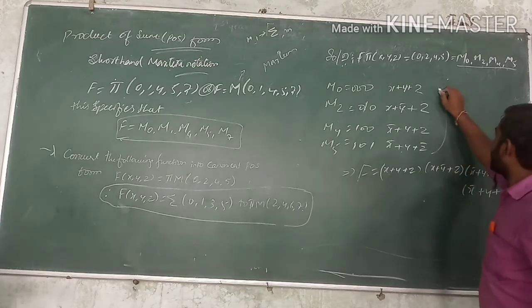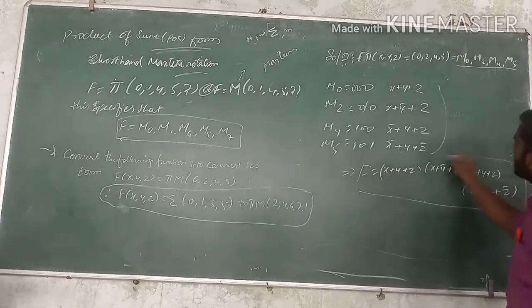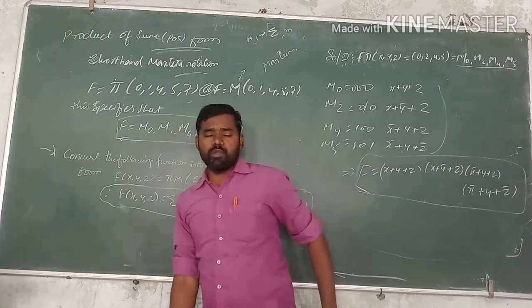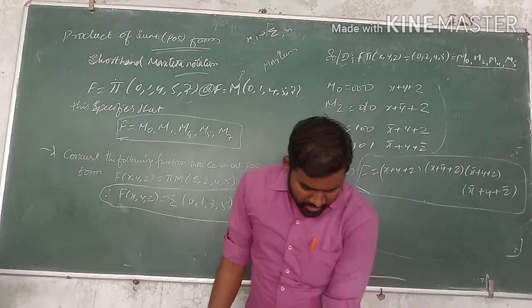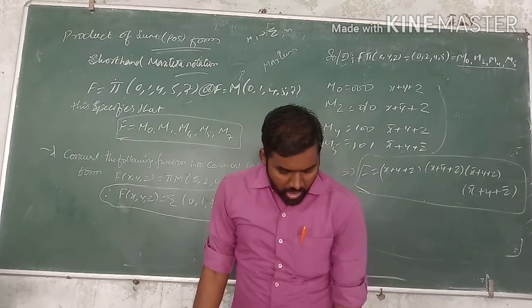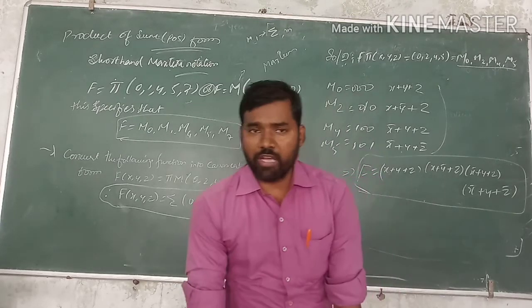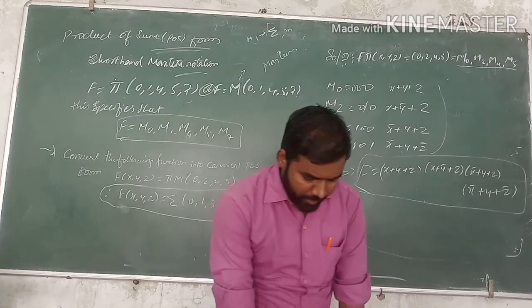So add all these things together to form the shorthand notation. This is all about your product of sum. In the next class we will go through examples of how to solve these and the main question papers, and this carries 5 marks. So be careful with your preparation.